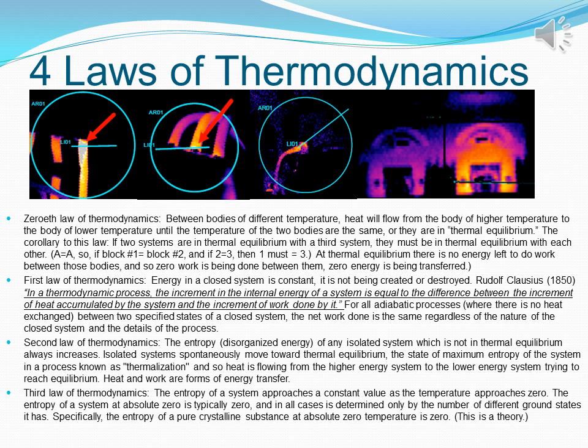The first law of thermodynamics can be stated thusly: energy in a closed system is a constant. It is not being created or destroyed. Rudolf Clausius in 1850 stated it this way: in a thermodynamic process, the increment in the internal energy of a system is equal to the difference between the increment of the heat accumulated by the system and the increment of work done by it.